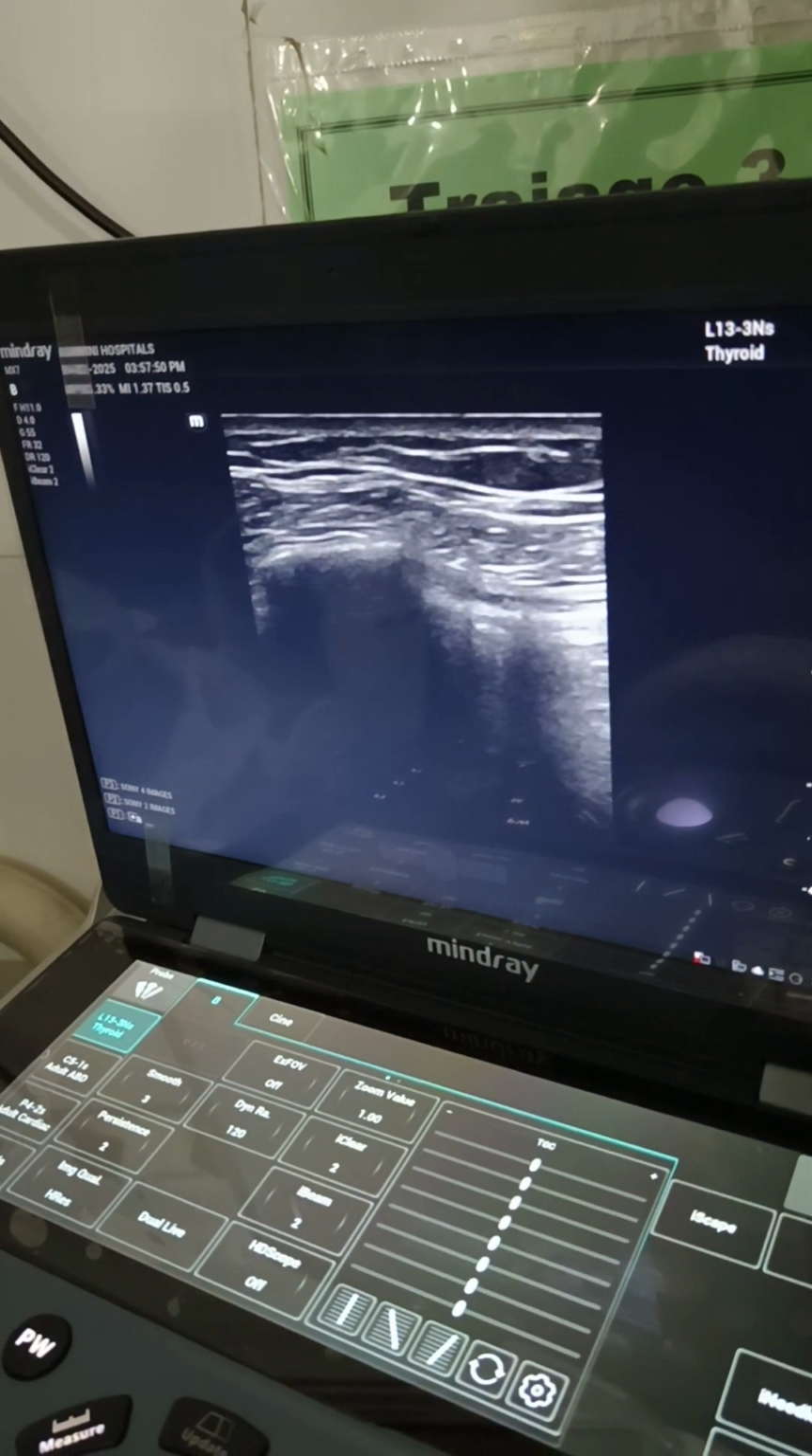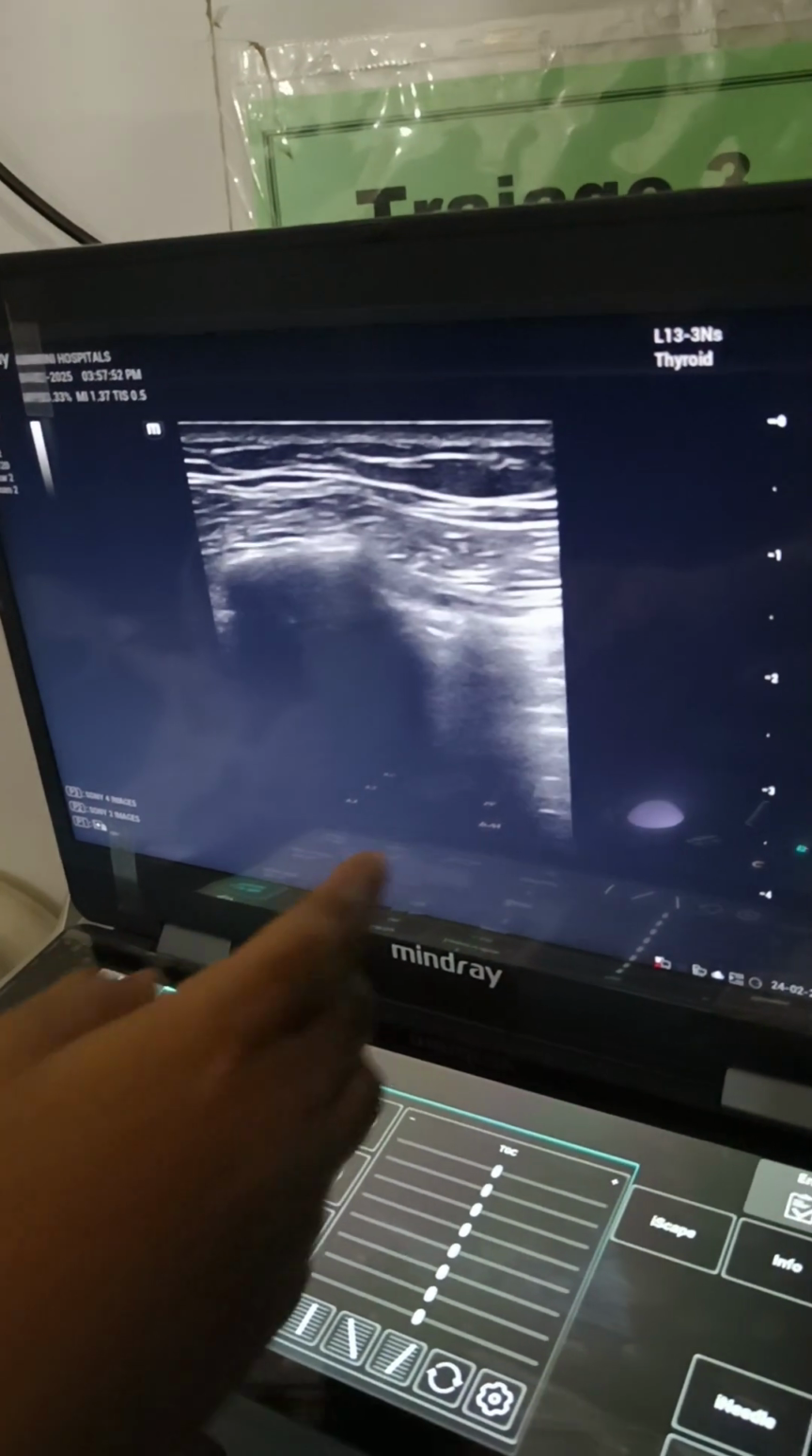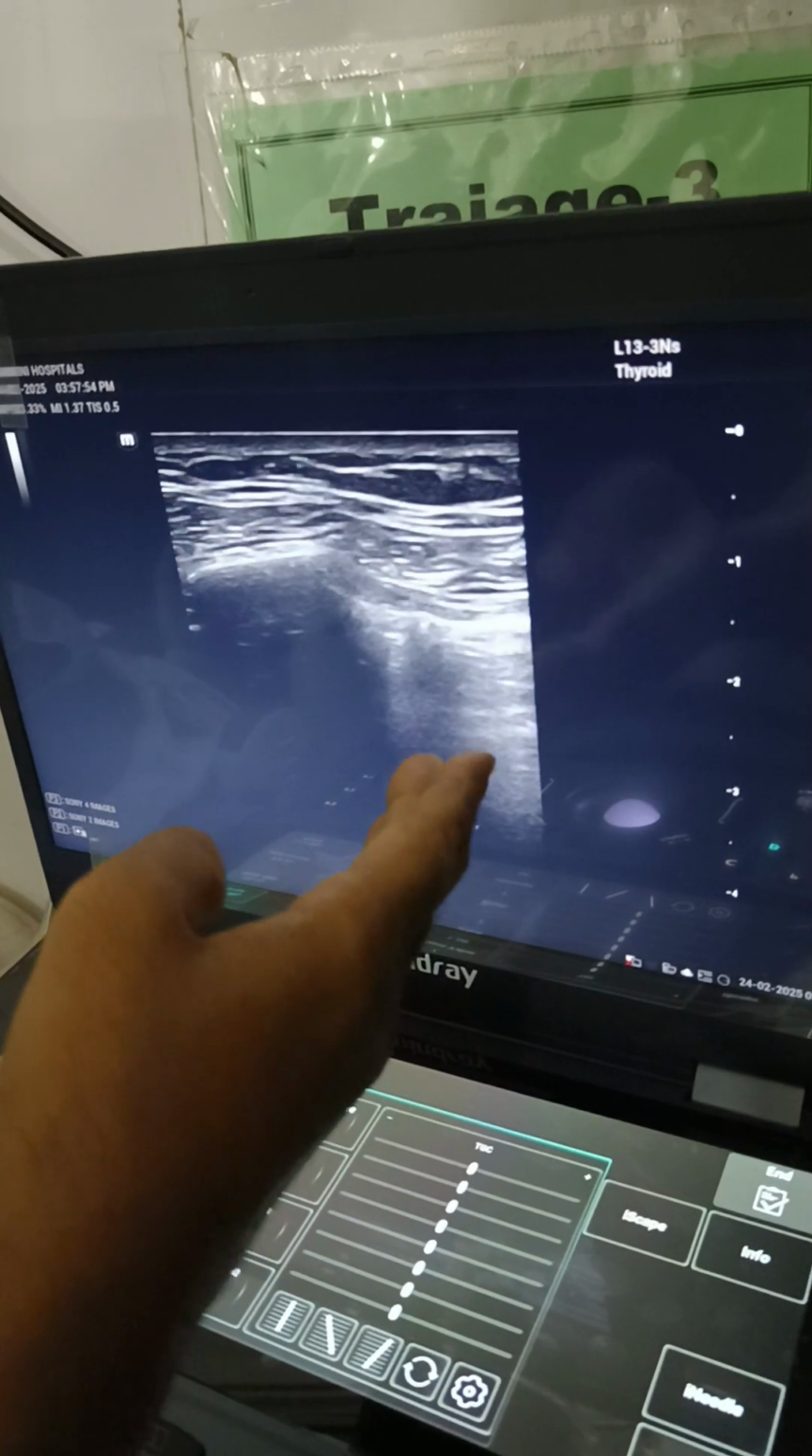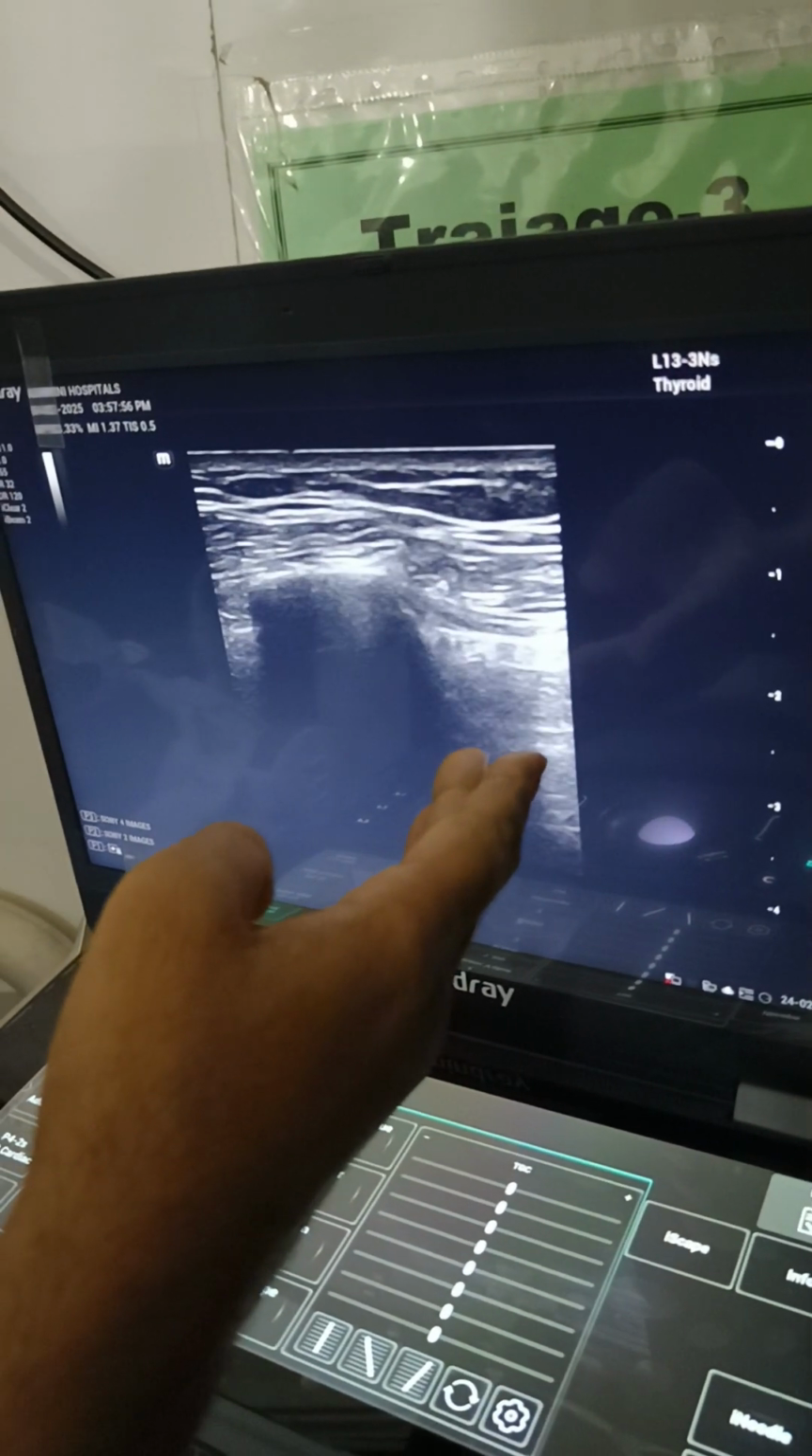we don't appreciate that sliding also. There is no pleural sliding.